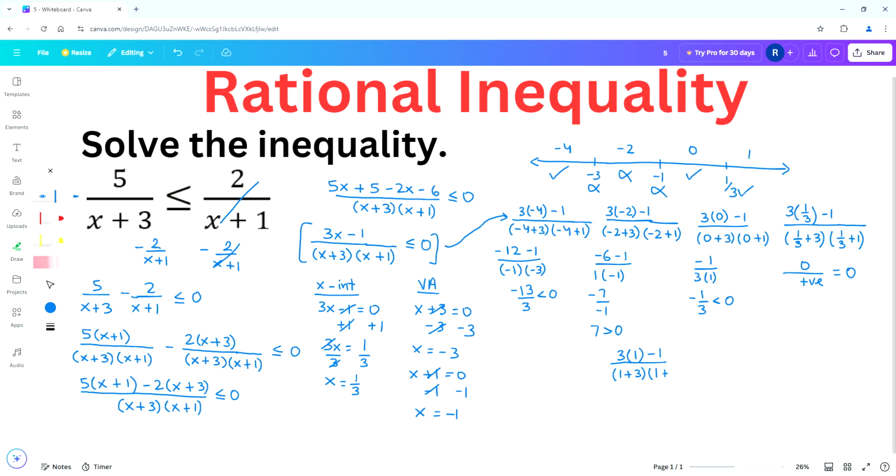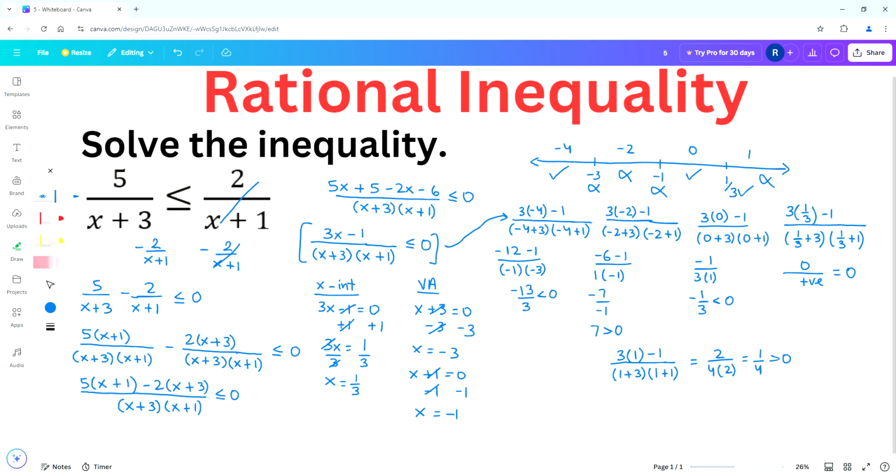In the numerator, 3 times 1 is 3. 3 minus 1 is 2. I get 1 over 4, which is a positive value. It is greater than 0. That means the inequality is not satisfied in the interval to the right side of 1 over 3.